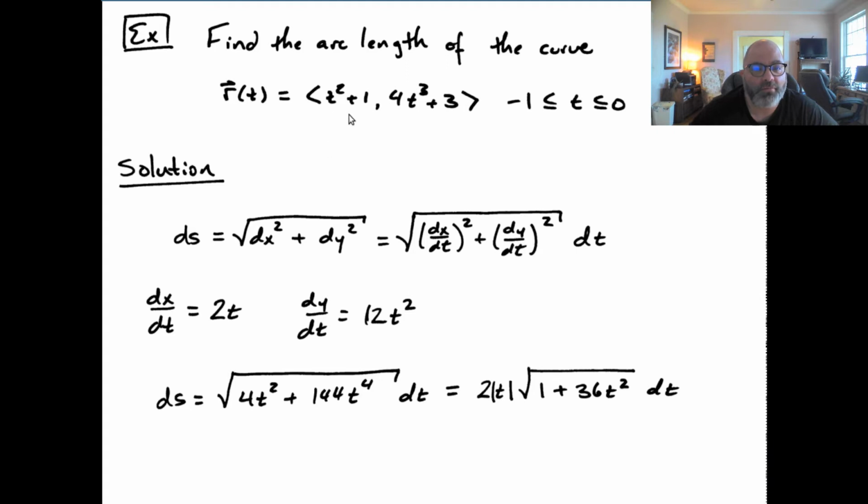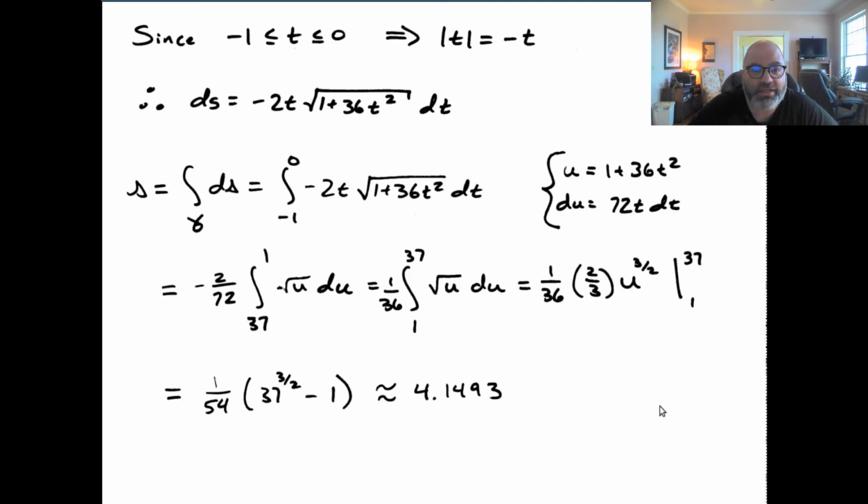Well, if x is t squared plus 1, then dx/dt is going to be 2t. If y is 4t cubed plus 3, then dy/dt is going to be 12t squared. If we plug those in for dx/dt and dy/dt, then we get an expression like this. So we have 4t squared plus 144t to the fourth underneath the square root. Now we can factor out a 4t squared from that. If we factor out a 4t squared, that's going to give us 2 times the absolute value of t times the square root of 1 plus 36t squared dt.